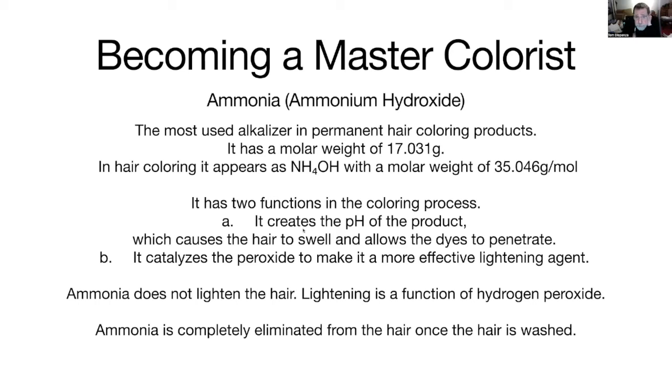It creates the pH of the product, which causes the hair to swell and then allows the dyes to penetrate. Secondly, it catalyzes the peroxide to make it a more effective lightening agent. Now, without ammonia mixed with peroxide, peroxide is not very good at lightening the hair all by itself. Even 20, 30, 40 volume is not very good at lightening the hair.